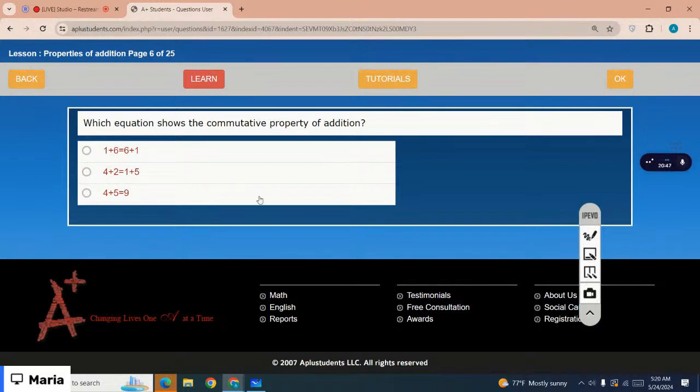Which equation shows the commutative property of addition? Yes, that is option number one is the correct option. Very good.